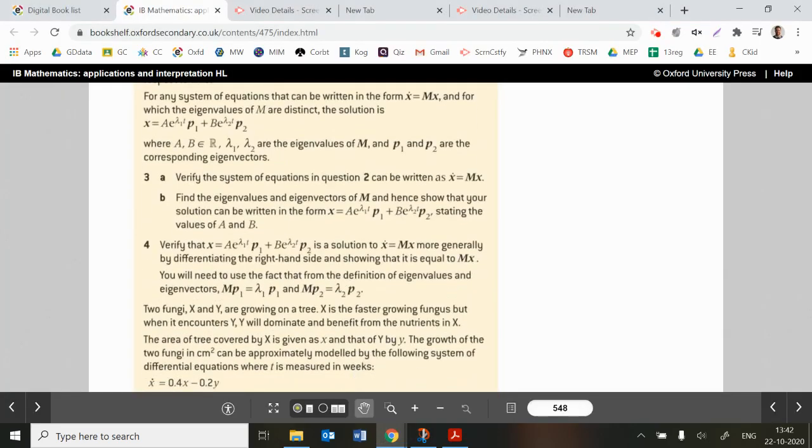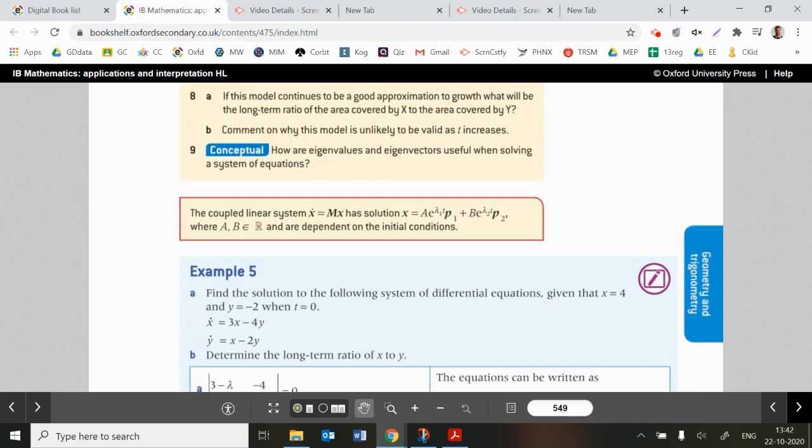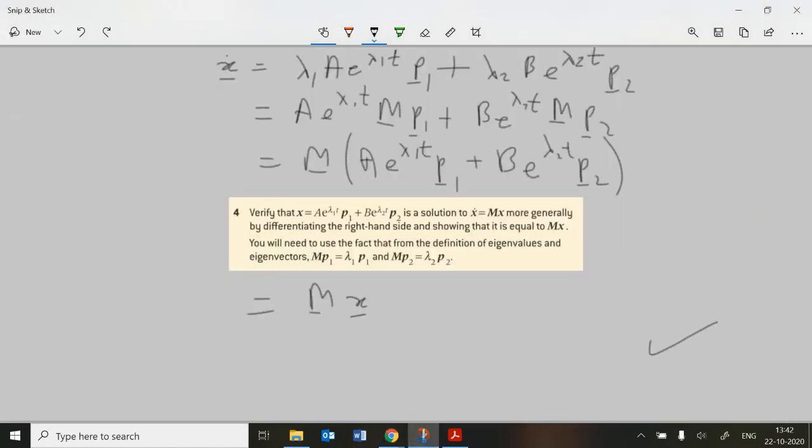So that is essentially giving us this little statement here. The coupled system x dot equals the matrix times x has this solution here. It's not saying that's the only solution, although perhaps it is, but we have definitely verified that it is a solution, and that's what we've just put through here. That came together a little bit faster than I thought it would.